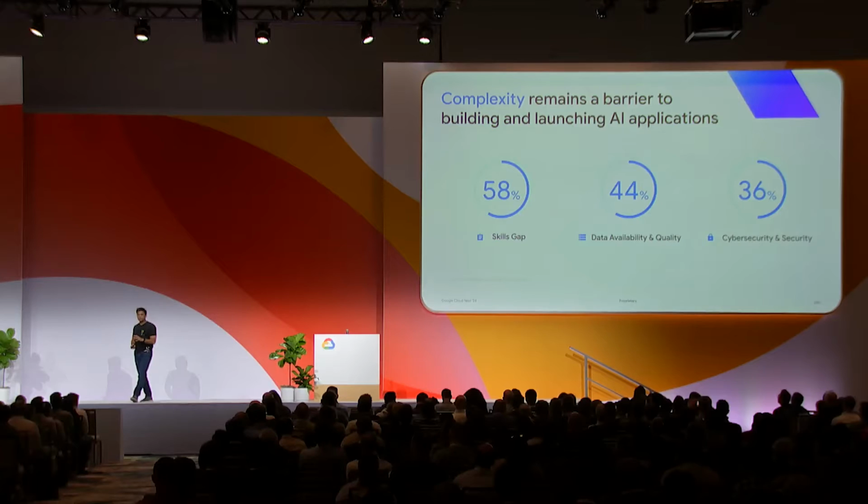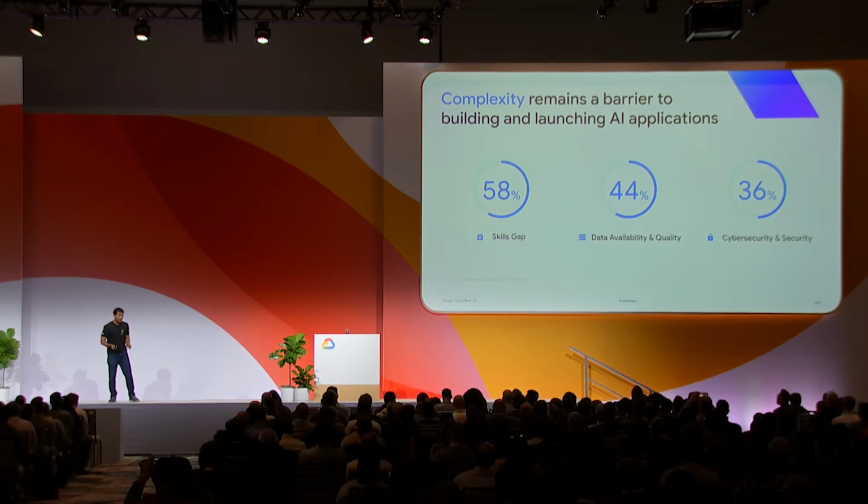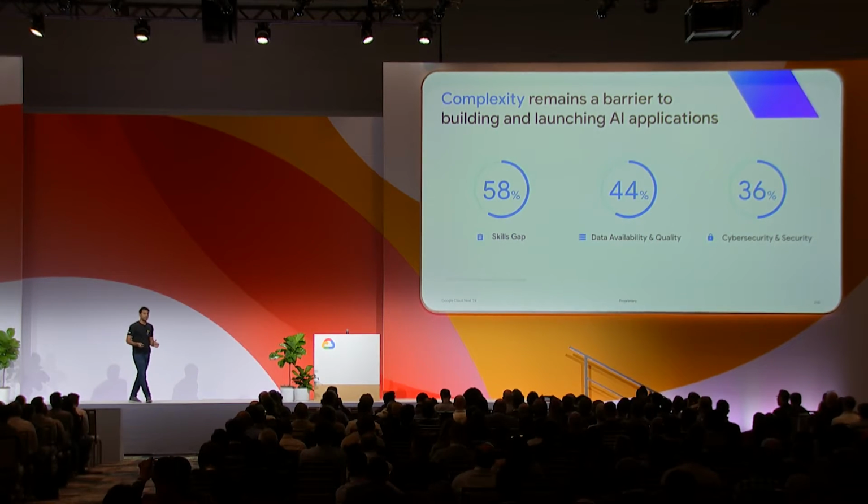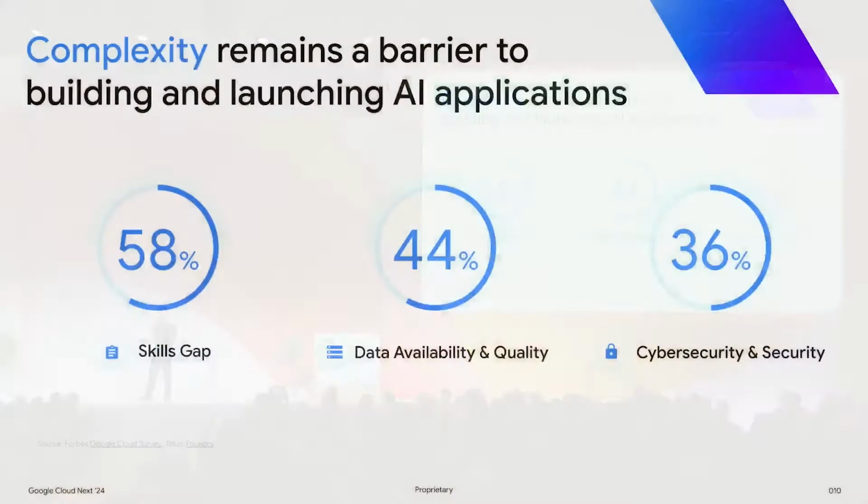But there are a few hurdles. Over the past year and a half at Google, we spent time talking to a bunch of customers and a bunch of executives. 3 main barriers were called out. 58% of them reported a skills gap as a major barrier to adoption of AI in the enterprise.